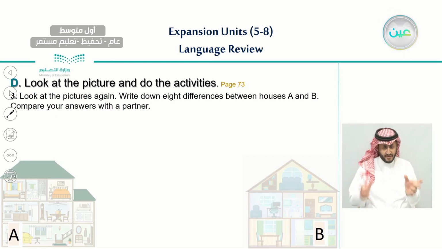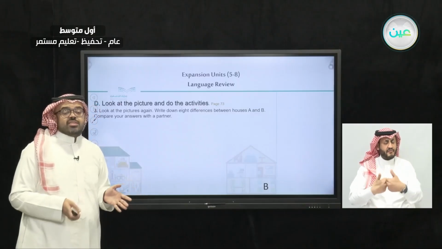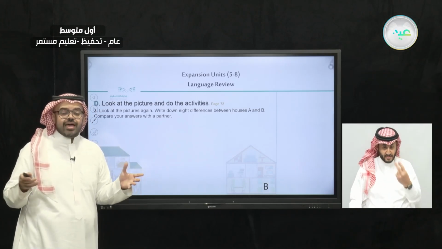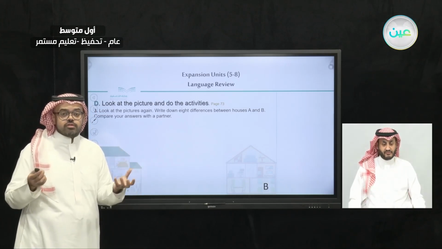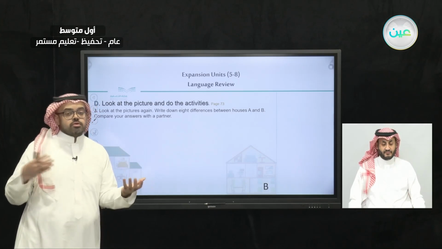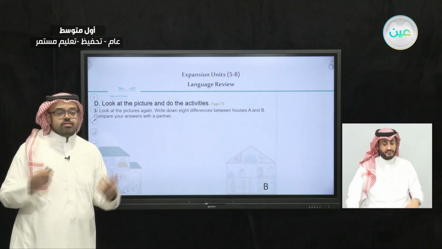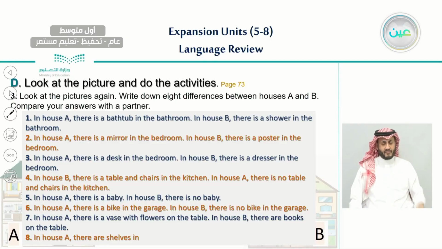The last exercise we have today, a very interesting one, is to have a look at the pictures and write down 8 differences between house A and house B, and compare our answers with a family member or even with a classmate. So we're going to have a look at those two houses and try to find the differences. For example, house A is bigger than house B, house B is modern, house A is old, and so on.